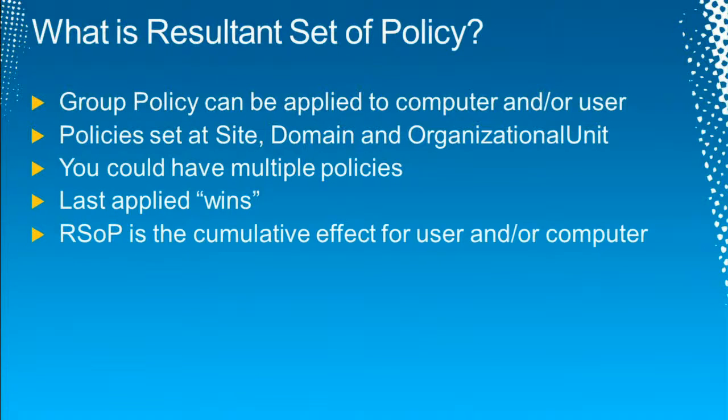So all resultant set of policy shows you basically the result. Given all of these things that were applied, this is flipped on, this is flipped off, on, off. This is the end result. And so we have tools with Windows Server that will generate a report showing me this is what was applied, this is how it was applied, and this is the end result that we get for that user.